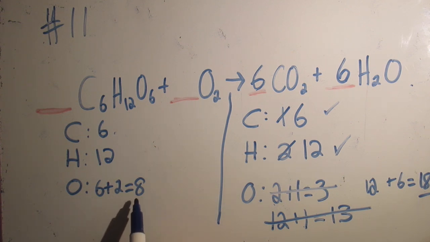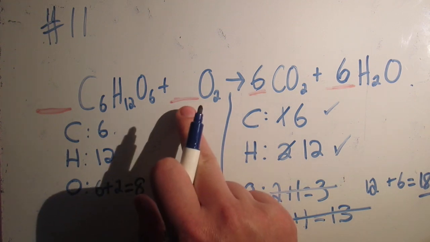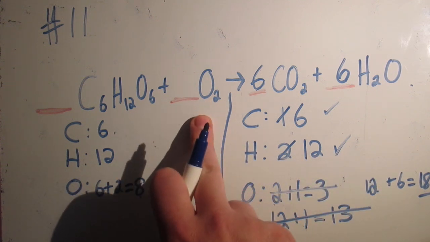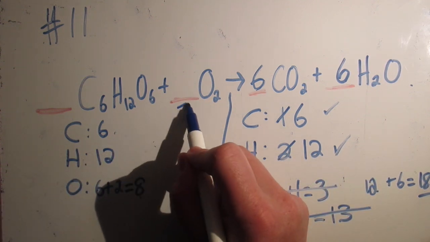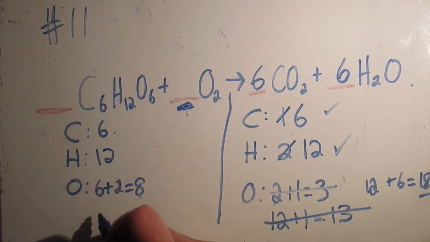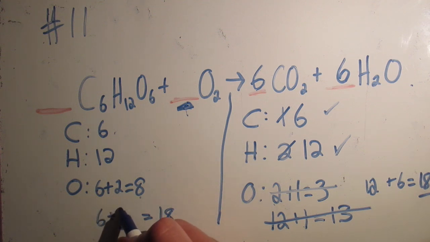And currently we have 8 over here. So I wonder if we can, we don't really want to mess with our carbon and hydrogens because they're looking pretty good. So I wonder if we can put a number right there that will help us out and get 18 oxygens over here. So right now we've got 6 plus something, and we want it to equal 18. So I can do the opposite. So 18 minus 6 is 12. So I actually want 12. So that's how many oxygens I want here.